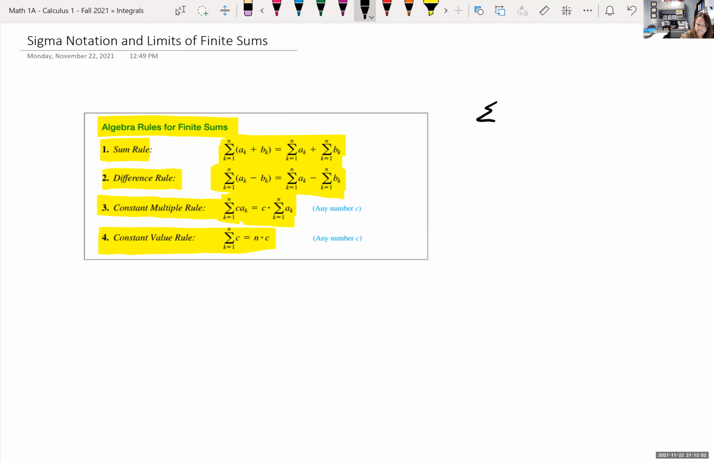So for instance, if we had the sum from k equals 1 to 5 of 6, the first term would just be 6, plus the second term, which is going to be 6, plus, because there's no k in here, plus the third term, plus the fourth term, plus the fifth term. So this is the same thing as saying how many terms we're adding, which is 1 through 5, 5 terms, all times 6, or 30.